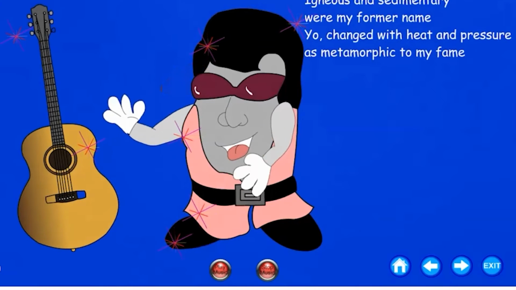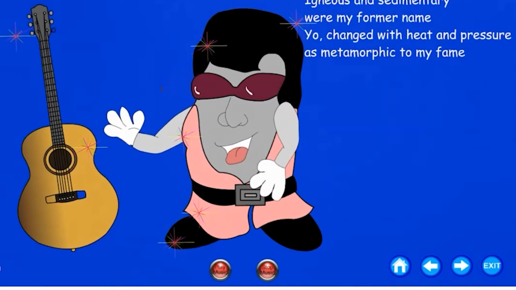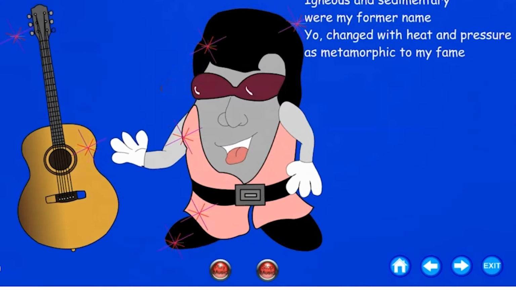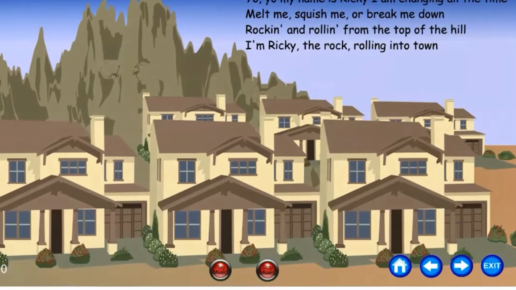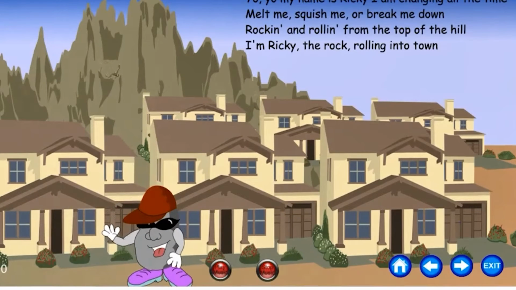Igneous and sedimentary were my former name. Yo, change with heat and pressure as metamorphic to my fame. Yo, my name is Ricky. I am changing all the time. Melt me, squish me, or break me down. Rockin' and rollin' from the top of the hill. I'm Ricky, the rock, rollin' into town.